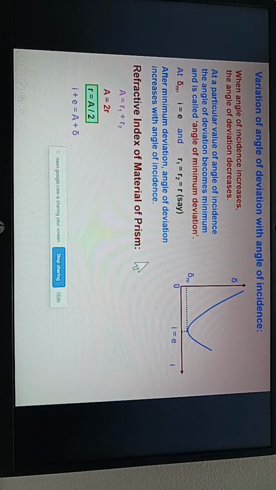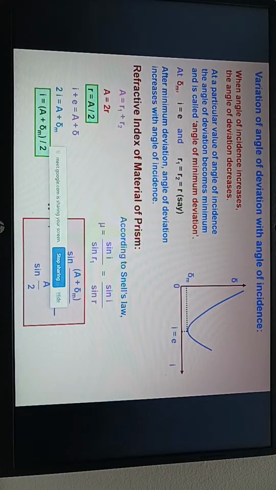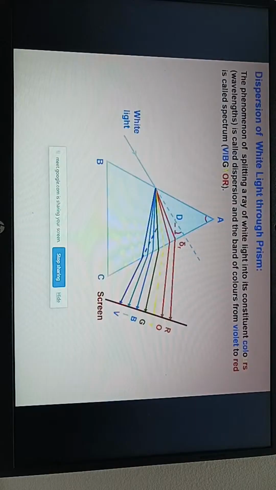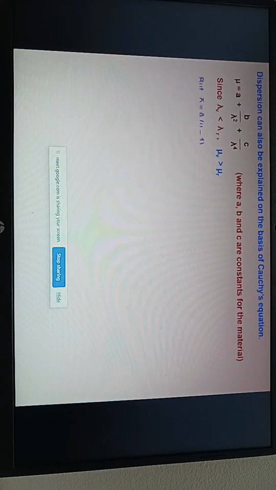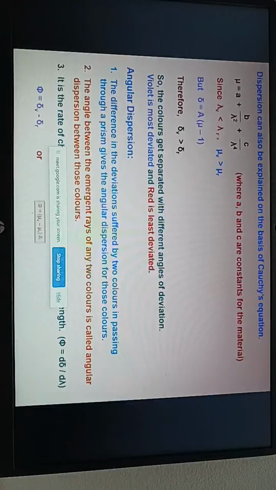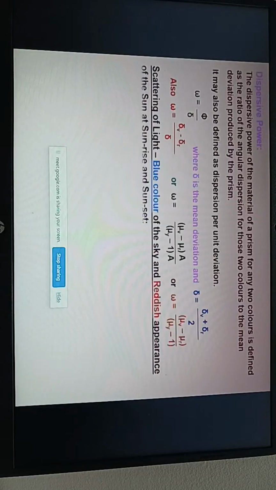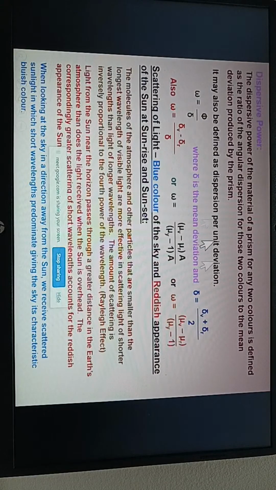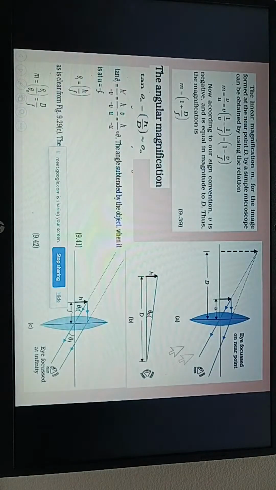I am saying you revision, because certain things you may not be catching now. It will help you. This is over, this is all not there. This is dispersion, you study from here. Dispersive power is not there. Blue color and red color you have studied. Sky, why it is blue color? Scattering, okay.